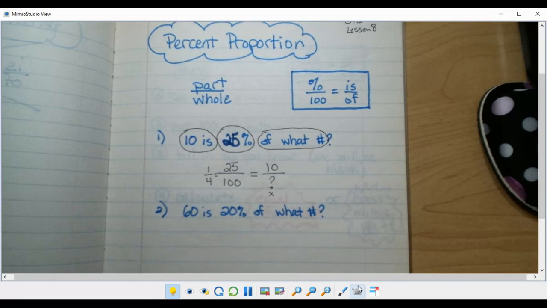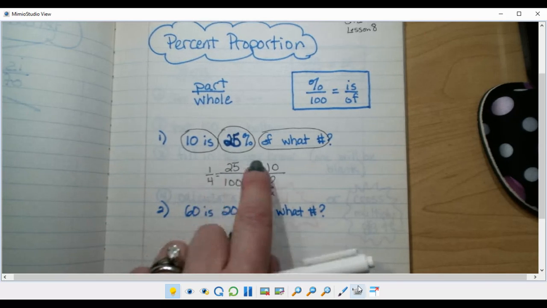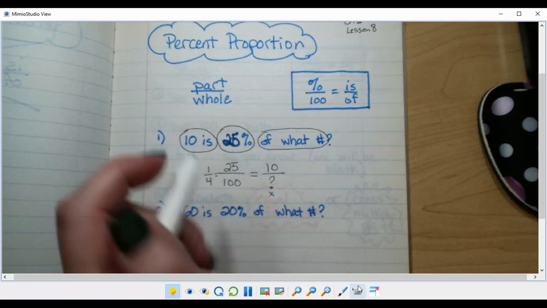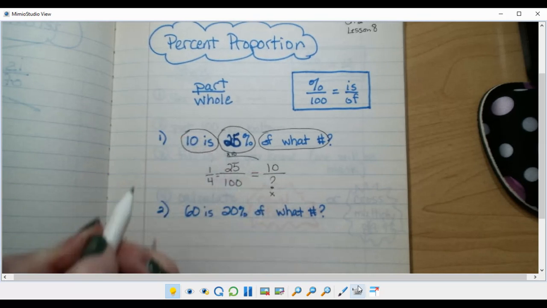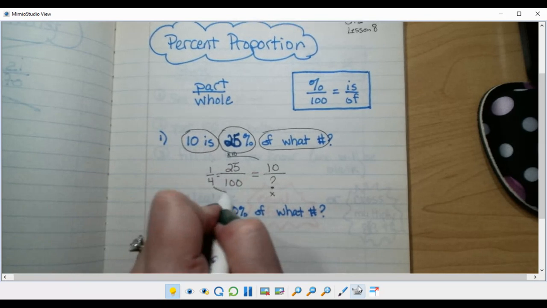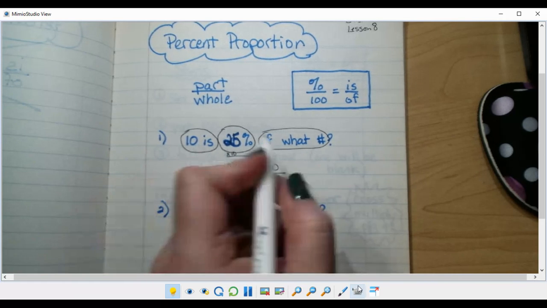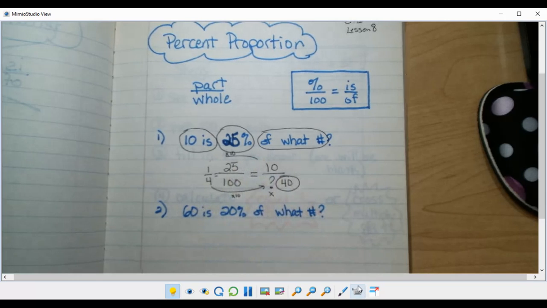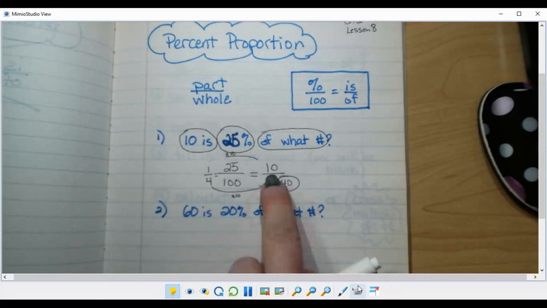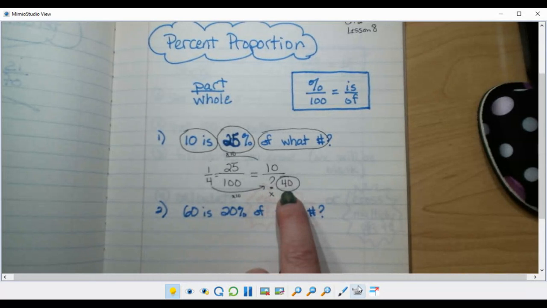Well, this is super easy. How do I get from 1 to 10? I multiply by 10. And if I do that on the top, I also have to do it on the bottom. Well, what's 4 times 10? 40. So if I think about the class with the scarves again, this would mean that 10 kids in my class came to school wearing a scarf, and the whole class had 40 kids in it. Does that feel like 25%? 1 out of 4 or 10 out of 40? Yeah, not bad.